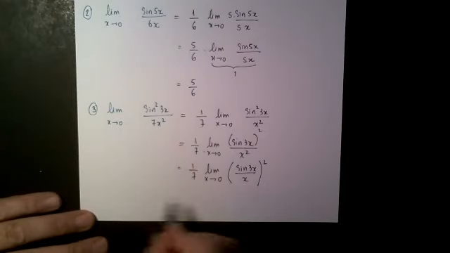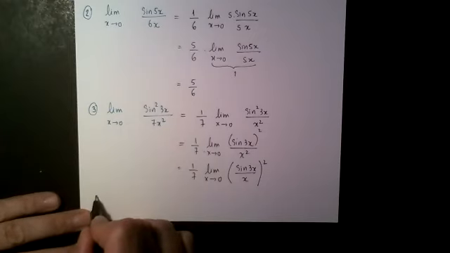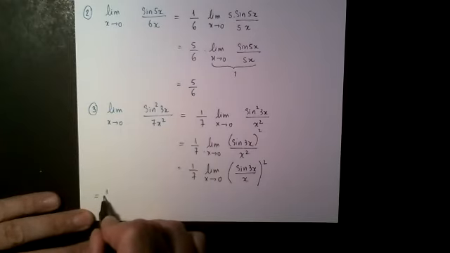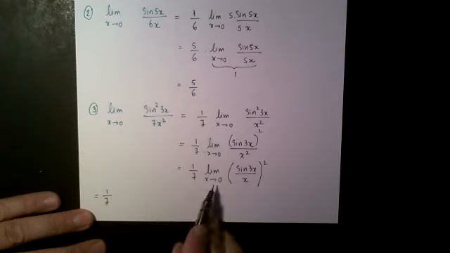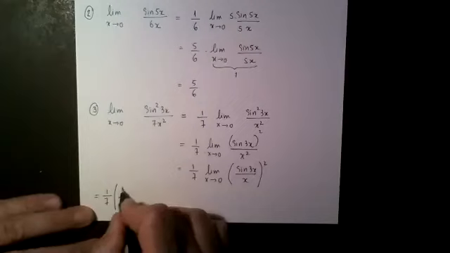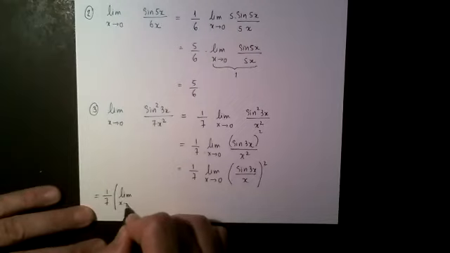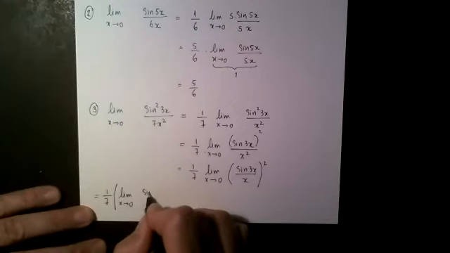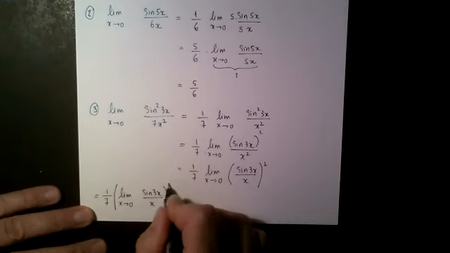Okay, I'm going to write here because I want to finish on this paper. So equals 1 over 7. And I told you the limit, you could put it everywhere you want, so I'm going to put it inside the square. Limit as x approaches 0 of sine 3x over x, all of this to the power of 2.